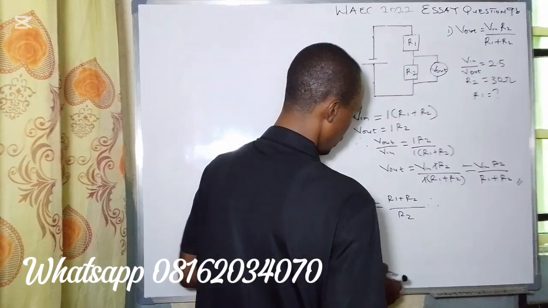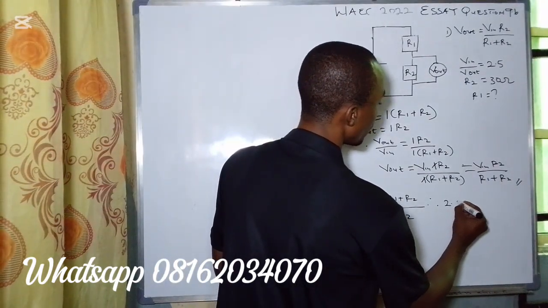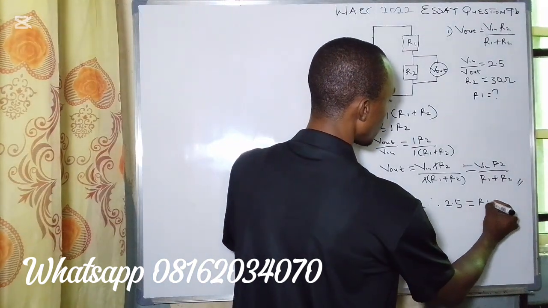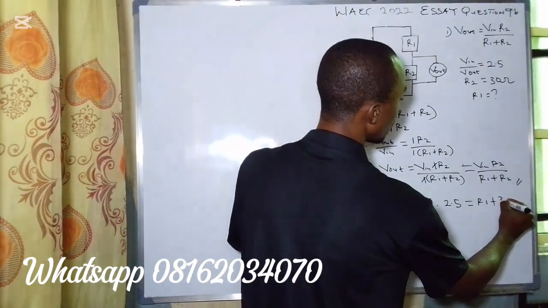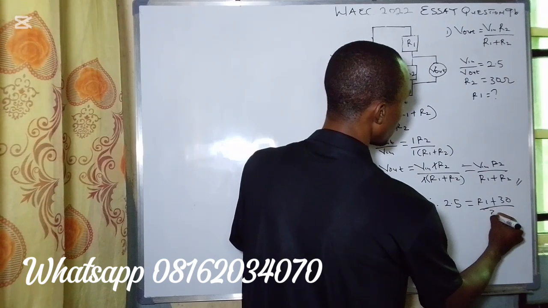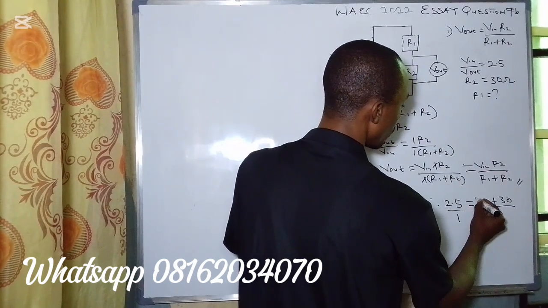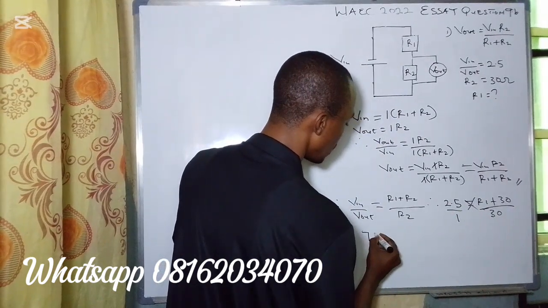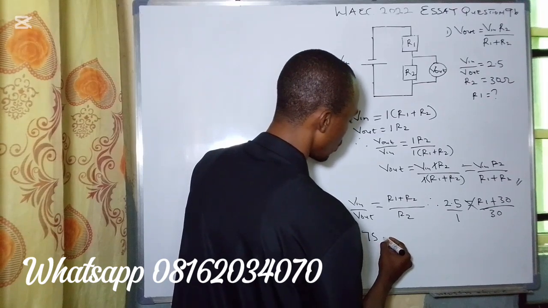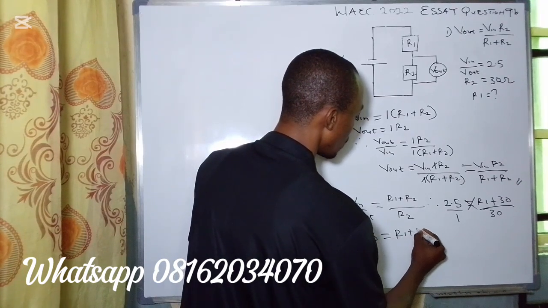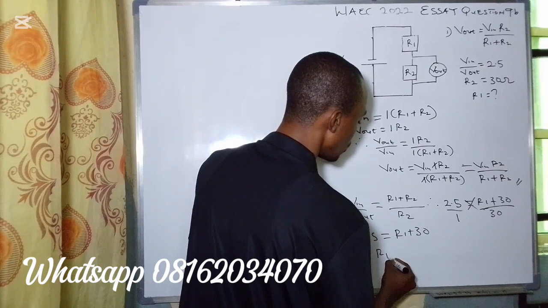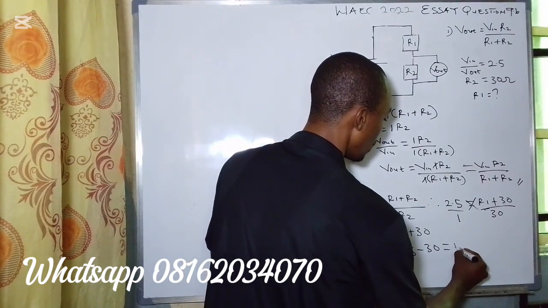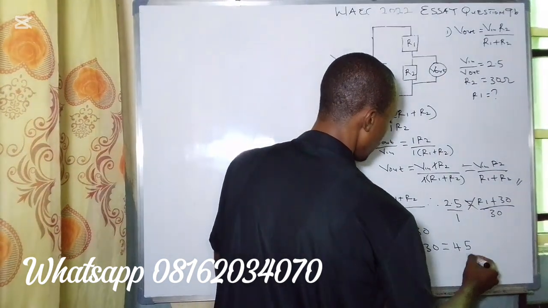For V in over V out, we're having 2.5. So 2.5 is equal to R1 plus R2, remember R2 was given to be 30, over 30. If you cross multiply, you have 75, because 2.5 times 30 gives 75. So 75 is equal to R1 plus 30. Therefore, R1 should be equal to 75 minus 30, which gives you 45 ohms.